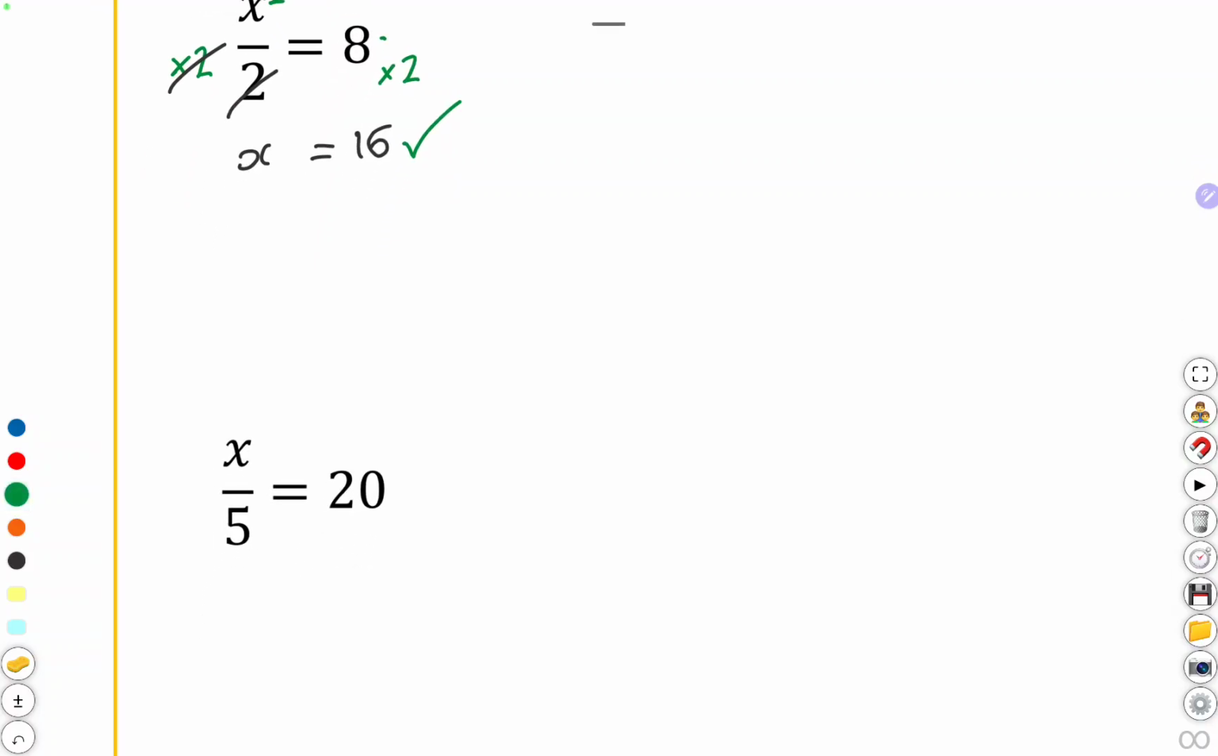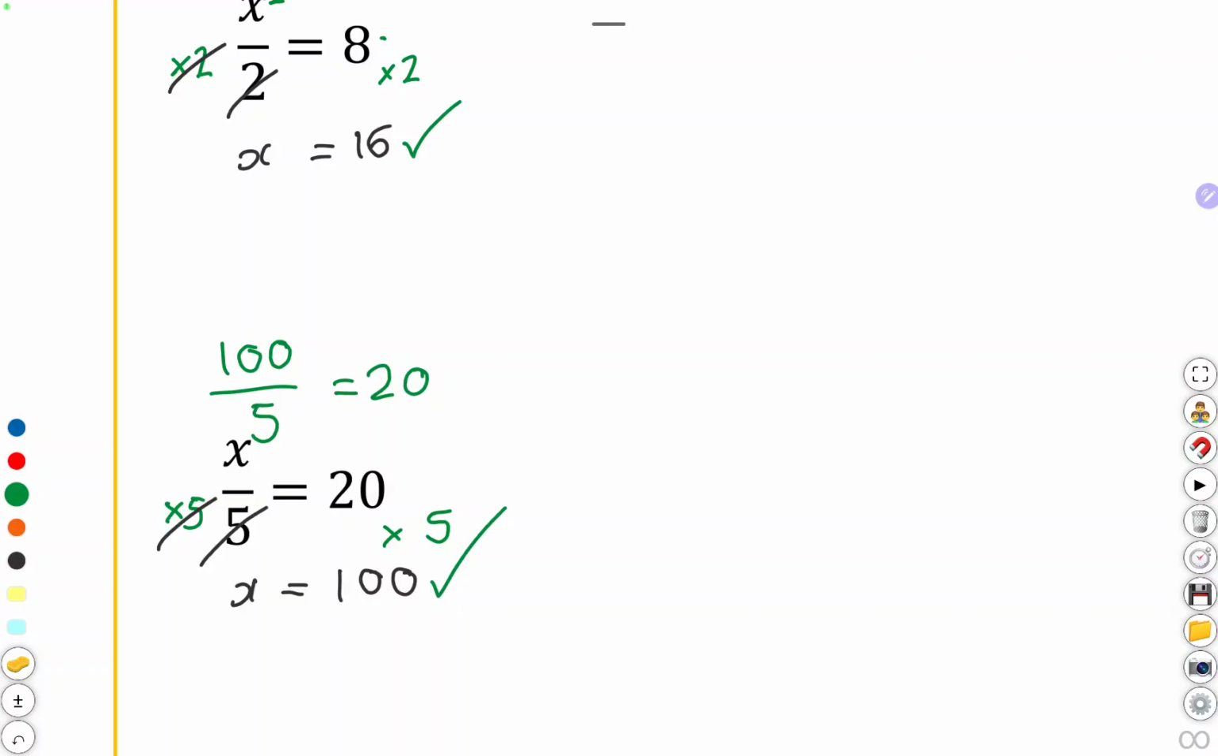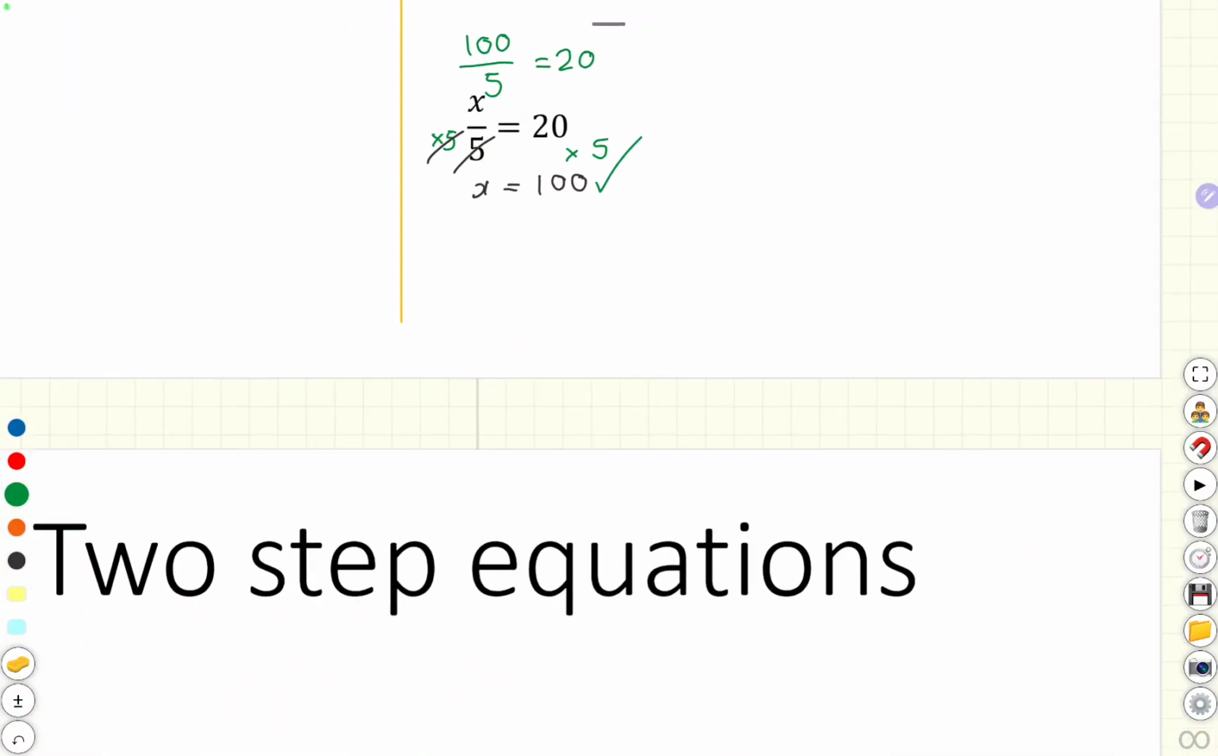And the next one, the opposite of divide by 5 is times by 5, so I multiply both sides by 5. The 5's will cancel, and x indeed equals 100. Just check my answer: 100 divided by 5 equals 20. That is correct. That's what I expected, so I'm correct. And that's it for the first section on one-step equations.